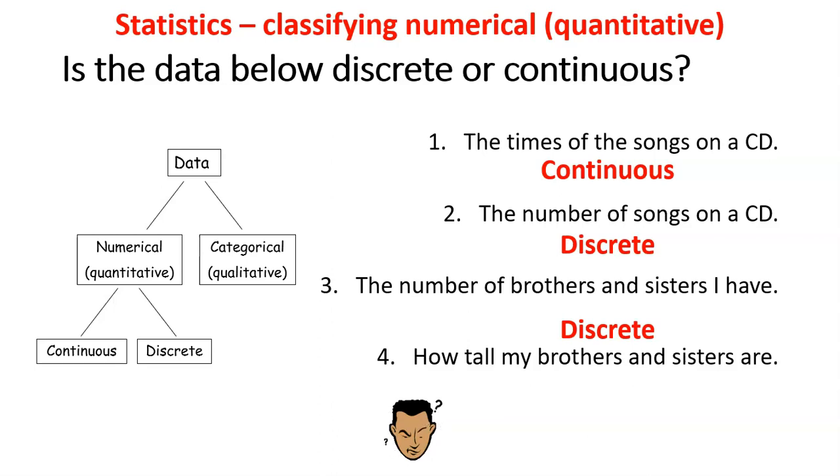And how tall my brothers and sisters are, well, we need to think, is it continuous or is it discrete? When we're thinking about height, we're normally thinking about measuring, which means it's going to be continuous. They can be any height. So this is just to help us understand the difference between discrete and continuous. You don't need to copy this down.